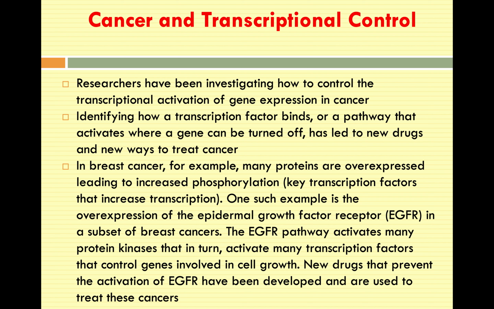For example, in breast cancer, so many proteins are overexpressed. We know that because usually it will create lots of lumps, which basically leads to the breast being removed. This could lead to increased phosphorylation, which is a key transcription factor that increases transcription.